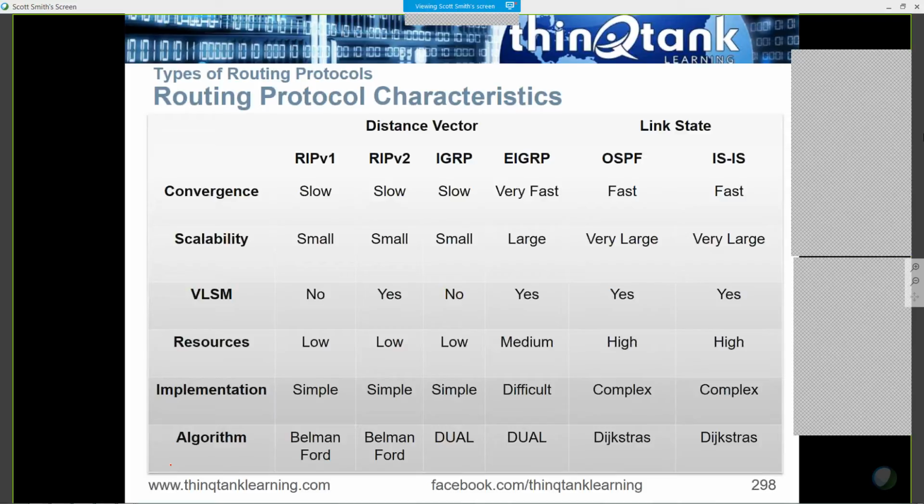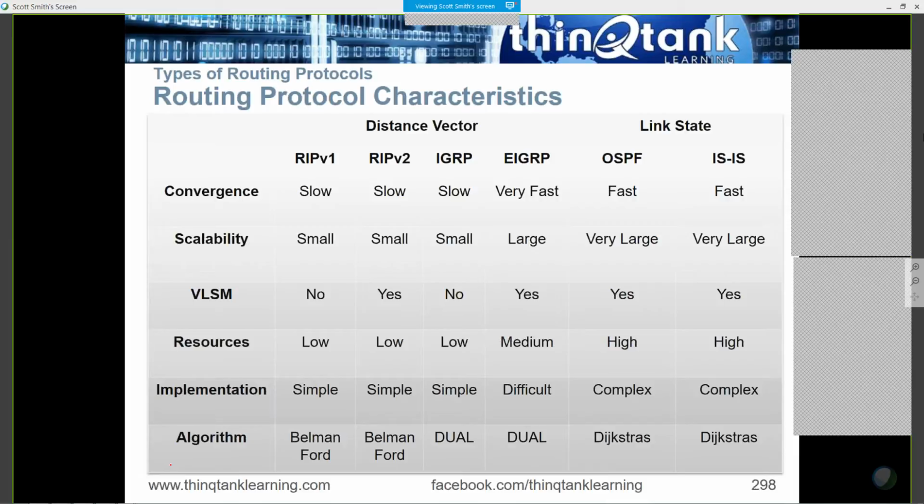Implementation, RIP, IGRP, very simple to implement. EIGRP is actually relatively simple to implement, but with the enhancements of EIGRP, like the EIGRP stub routing features and wide metric features and so on, it can get a little bit more complex. All of these protocols are relatively easy to implement in a small environment. They get more complicated when you start to get into a very large environment.